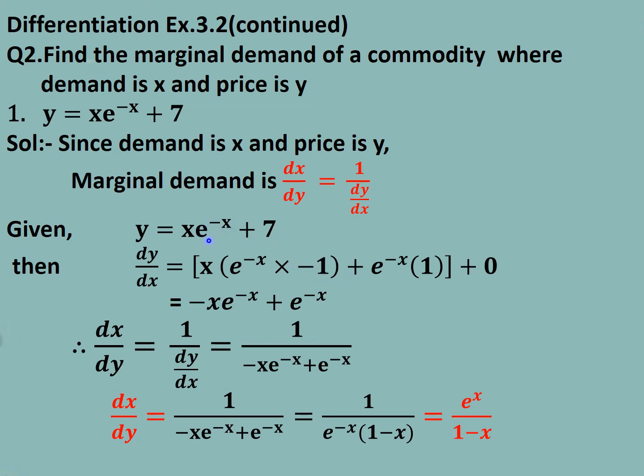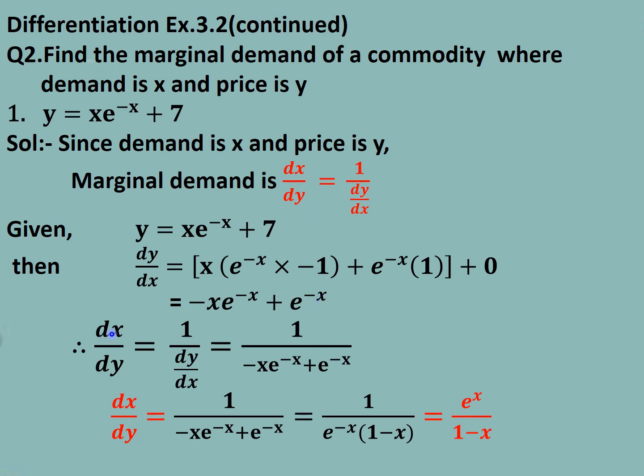Plus second function into derivative of first. That means e raised to minus x into derivative of x is 1. That is the derivative of first part. Plus derivative of 7. It's a constant, so its derivative is 0. That means x into e raised to minus x into minus 1. That is minus x into e raised to minus x, plus second term is e raised to minus x.